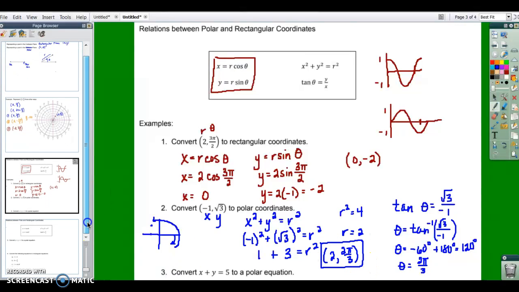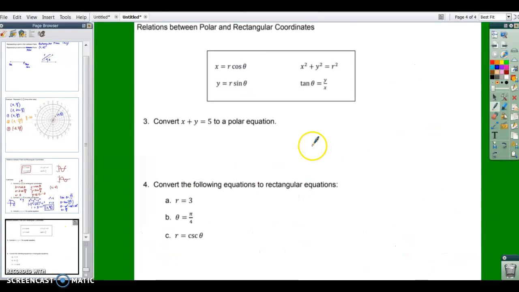We also have equations that we can convert into polar form, and I'll do that in the next video.